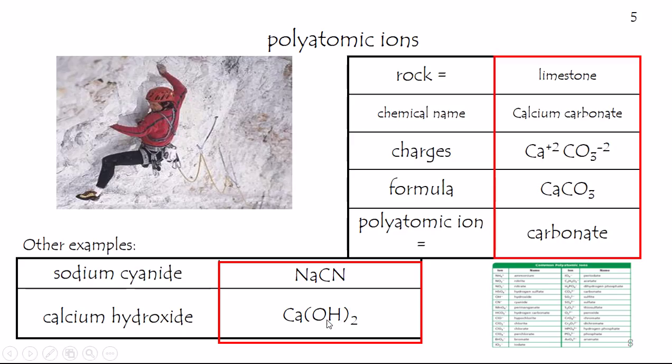After all, we need 2 hydroxides, not 1 oxygen and 2 hydrogens. This is polyatomic ions.